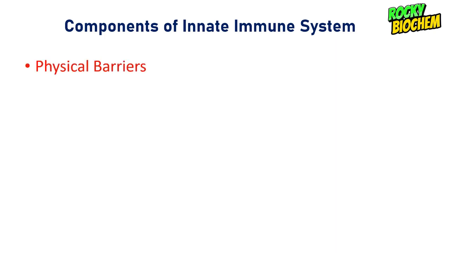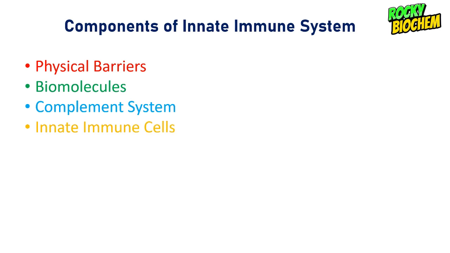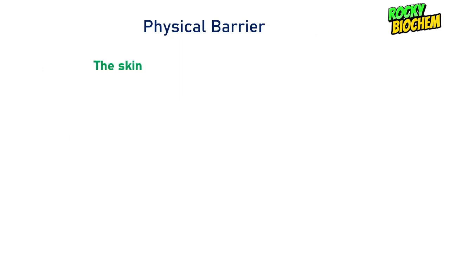So the first component here is the physical barriers. We have the biomolecules, complement system, the innate immune cells, some special innate immune cells, and then we have the inflammation or inflammatory responses. I am going to pick them one by one. Let me start with the physical barriers.